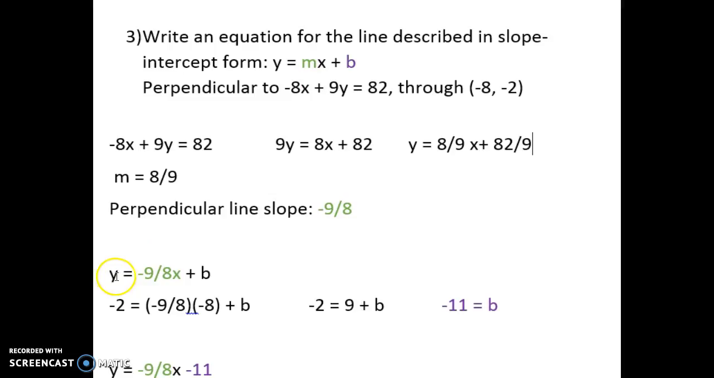So look at what we have so far. We're looking for y equals mx plus b, and we have y equals negative 9/8 x plus b. So we know the slope. All we need to figure out now is the y-intercept.